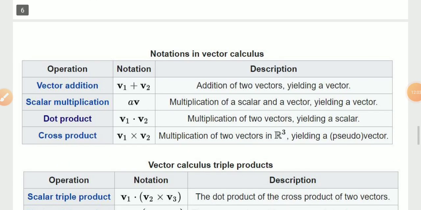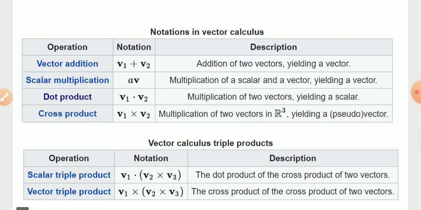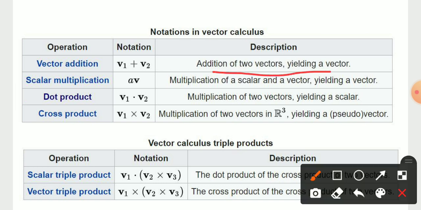Now this is the notation in the various calculations of vector calculus, and here this is summarized. For vector addition, if v1 and v2 are vectors, the addition of two vectors will also be defined as a vector. If this is the scalar product, it will also be defined as a vector.